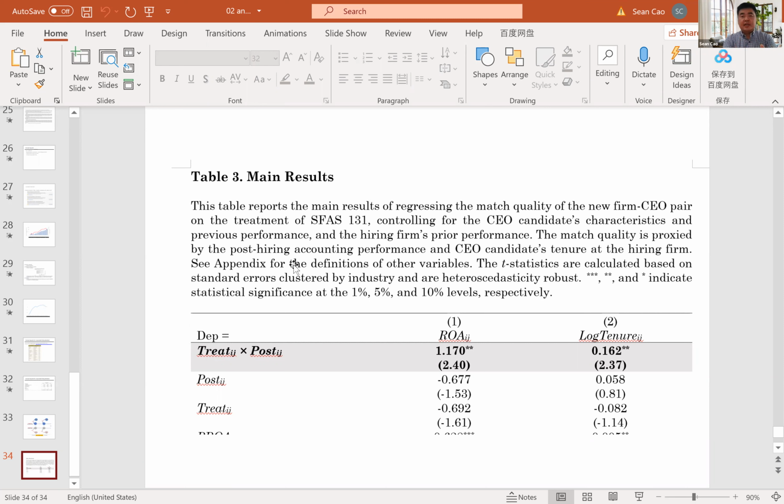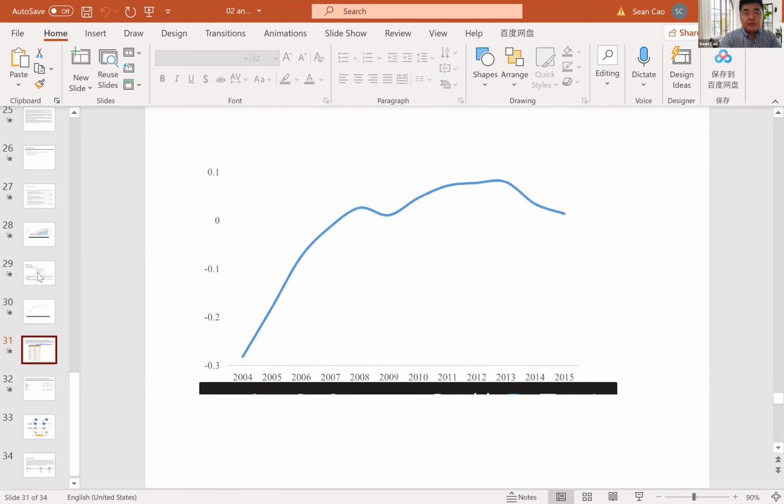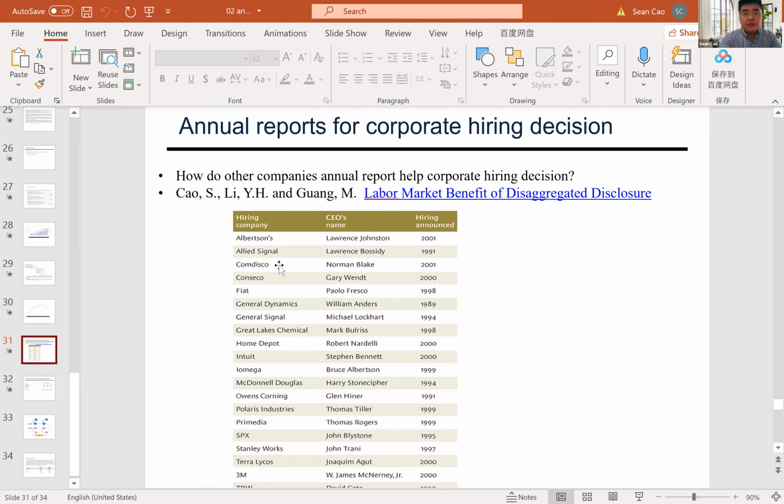The hiring firms can look at the annual report of the candidate CEO and identify whether they are a fitted CEO or not by looking at the disaggregated segment performance. The annual report can help both investors and managers make decisions. It's a little bit different from the first example we talked about in class, but that's the idea. So you should be able to understand how we use the annual report for corporate hiring decisions.